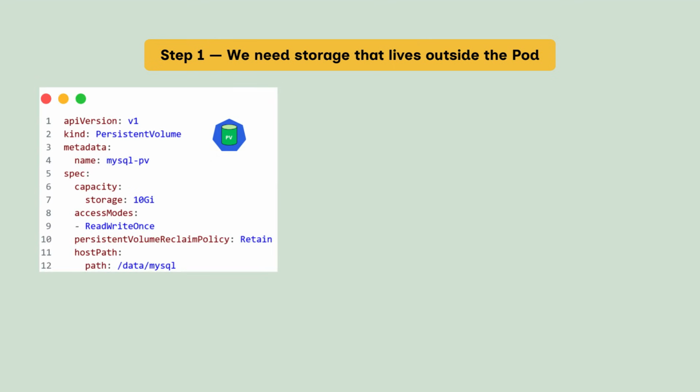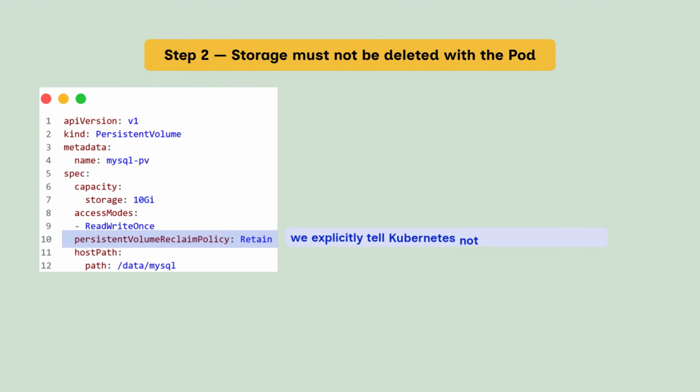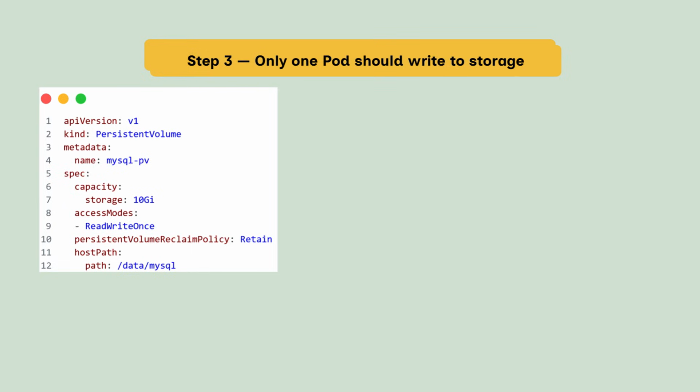First, we need storage that lives outside the pod, so that if the pod dies, its file system does not die with it. For that, we add a PersistentVolume, which exists independently of pods. Next, storage also must not be deleted with the pod. So we explicitly tell Kubernetes not to delete the volume even if the PersistentVolumeClaim is removed, by adding the persistentVolumeReclaimPolicy as Retain. Next, only one pod should write to storage, by choosing the access mode as ReadWriteOnce. This ensures that only one pod on one node can mount the volume in write mode.